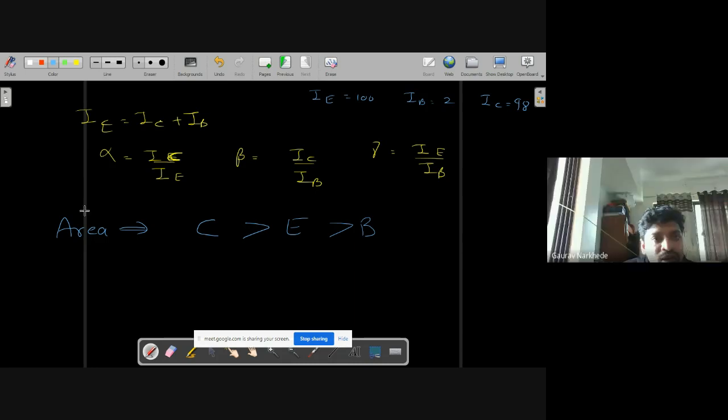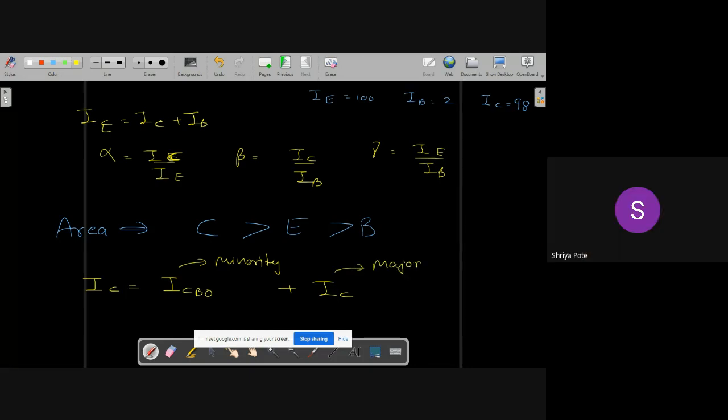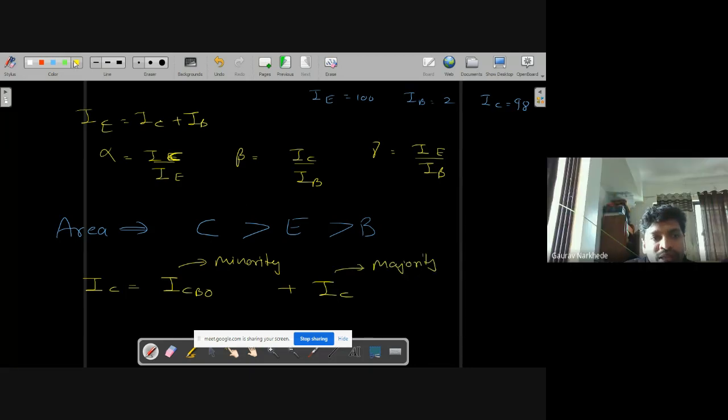And then one more formula we have. Let us go back to the formula. That is your IC, right? The current flowing in the collector, what is it due to? One part is ICBO, that is due to minority charge carriers, as you said just now. Plus another current, which we call IC. This is due to majority charge carriers. Okay, now let us differentiate a bit.